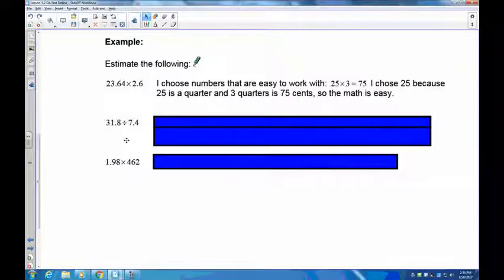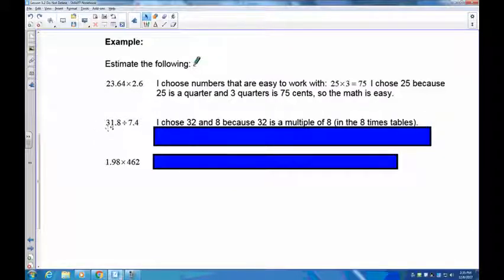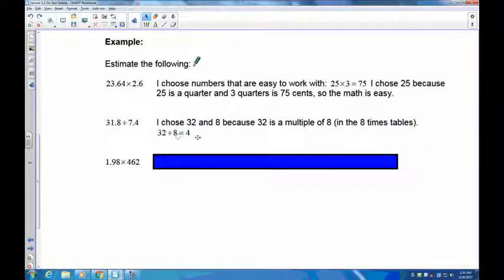All right. Now, 31 and 8 tenths divided by 7 and 4 tenths. I'm going to choose 32 for the 31 and 8 tenths. And for the 7 and 4 tenths, I'm going to choose 8, because I know that 32 and 8 are divisible. 32 is a multiple of 8. It's in the 8 times table. So 32 divided by 8 gives me 4.